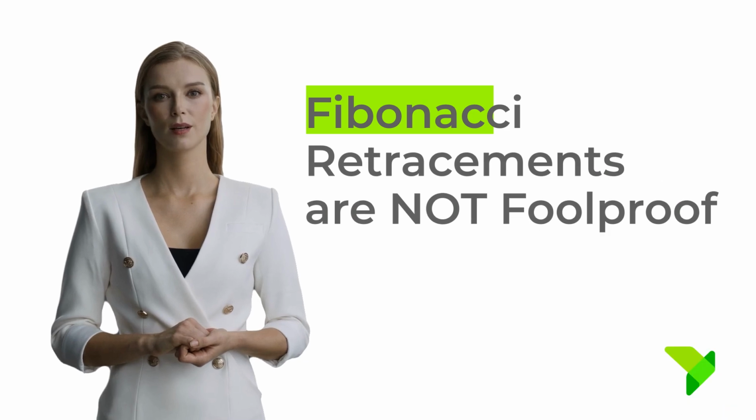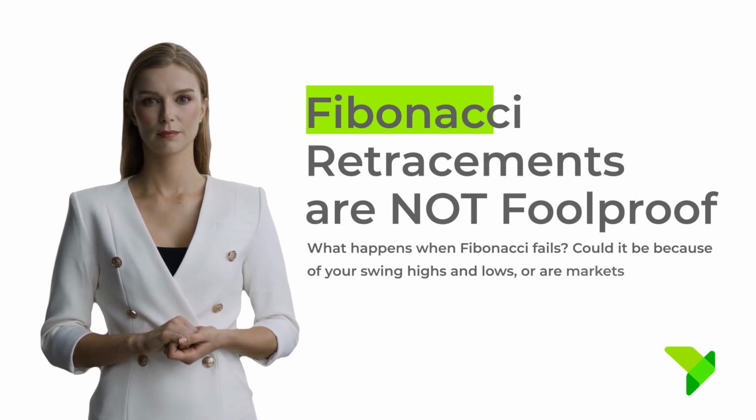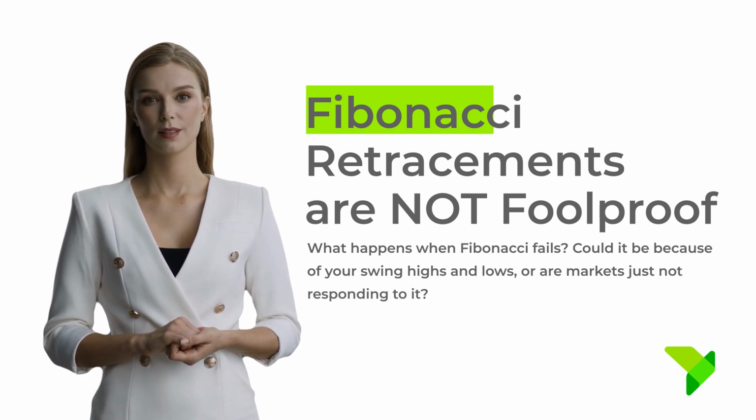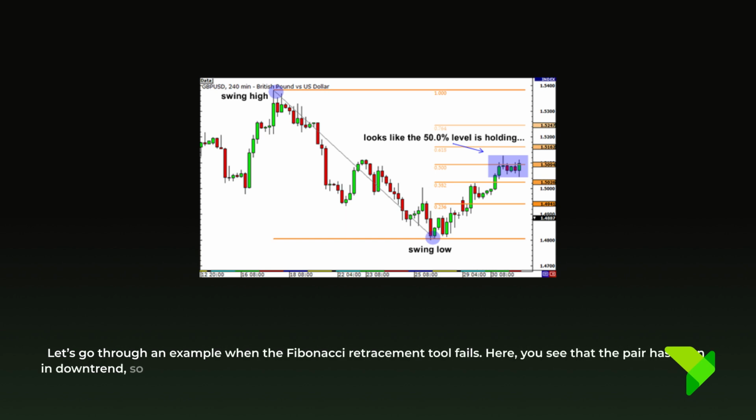Fibonacci retracements are not foolproof. What happens when Fibonacci fails? Could it be because of your swing highs and lows, or are markets just not responding to it? Let's go through an example when the Fibonacci retracement tool fails. Here, you see that the pair has been in a downtrend, so you decided to take out your Fibonacci retracement tool to help you spot a good entry point.